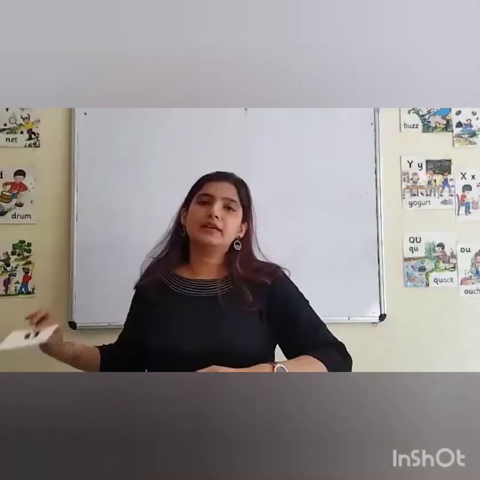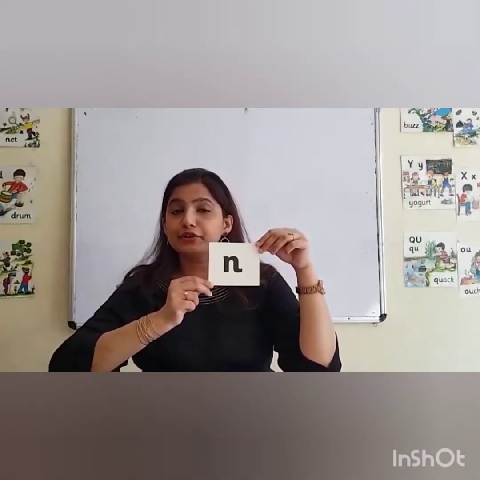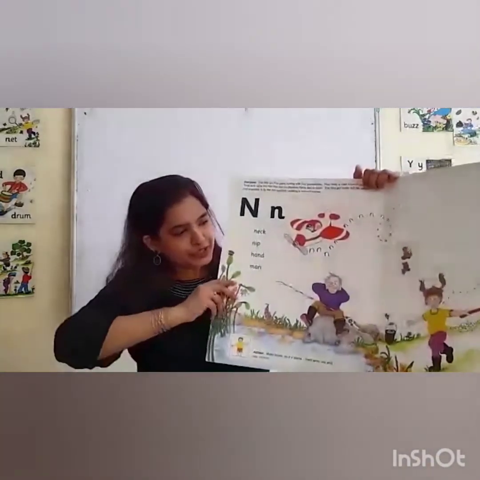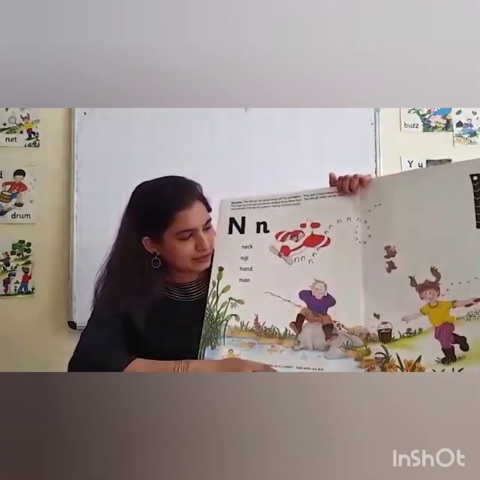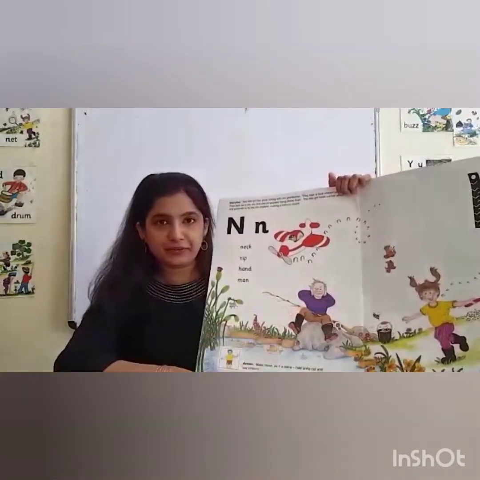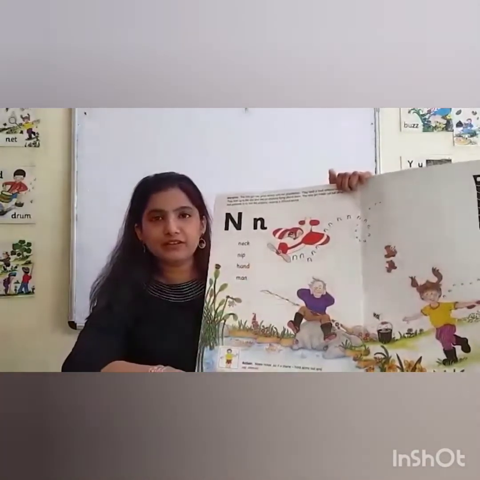Okay. Now the next letter. The next letter is letter N. N for nose, N for nest. Okay. Now letter N. Can you see this picture here? What do you see? You see a girl playing near the pond and her grandfather is fishing, right? So what happens? They see a plane that is moving in the sky.